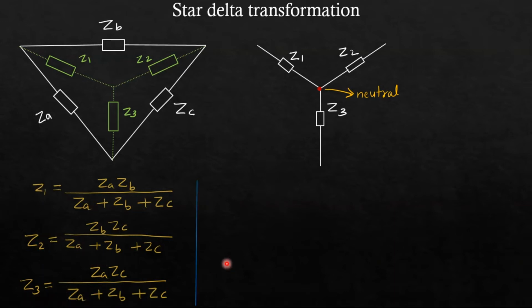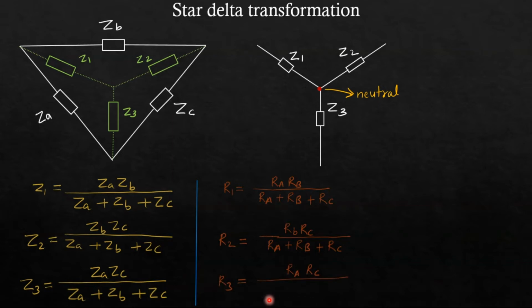Now let us write for the case of resistance. Now R1 will be equal to RA into RB divided by RA plus RB plus RC, because R1 is connected between ZA and ZB. So we will multiply RA and RB divided by the sum RA plus RB plus RC. Similarly, R2 will be RB into RC divided by RA plus RB plus RC. Similarly, R3 will be RA into RC divided by RA plus RB plus RC.